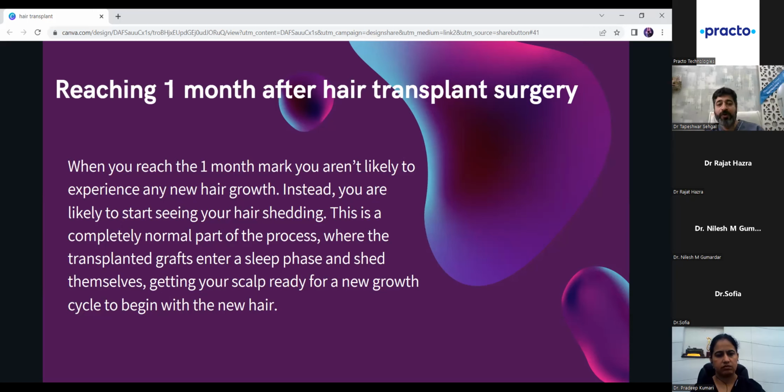There will be no new growth. Instead, you are likely to start seeing your hair shedding. This is a completely normal part of the process where the transplanted hairs enter a sleep phase and shed themselves. The hair shaft will shed, but the root, the germinative portion, will remain, and it will start the growth of a new hair.